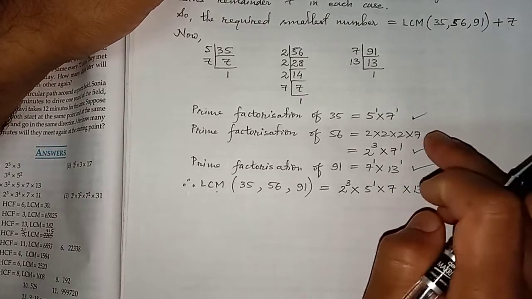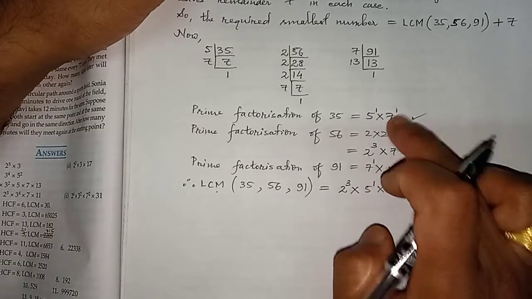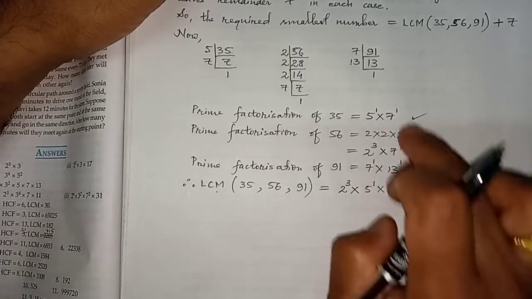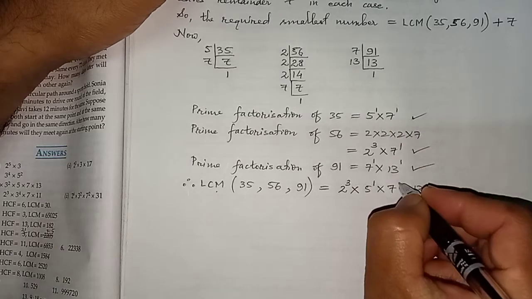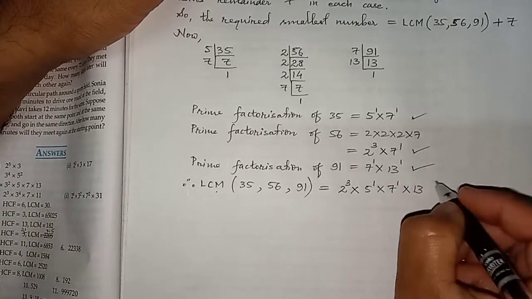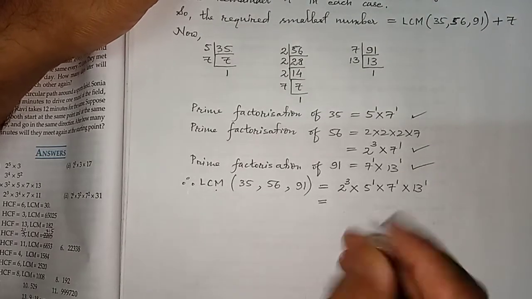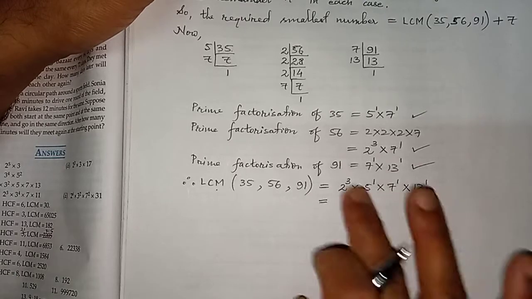7. Now 7 is coming in all 3 prime factorizations. See, 7 power 1, 7 power 1, 7 power 1. 7 is common, okay, no problem. But see the power, the highest power is only 1. More than 1 we don't have. And 13 also comes only 1 time, and 13 has power 1, okay. So now we'll multiply these. All the prime factors are there with the highest power.